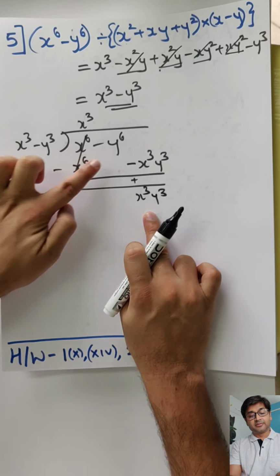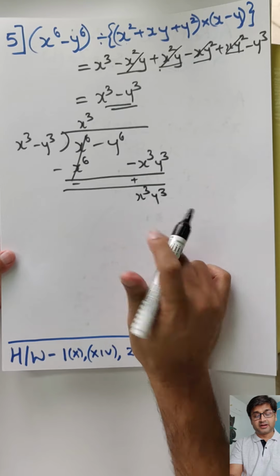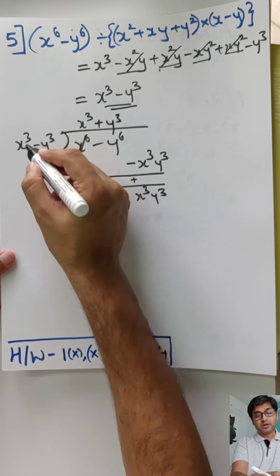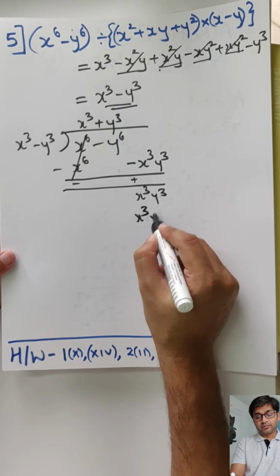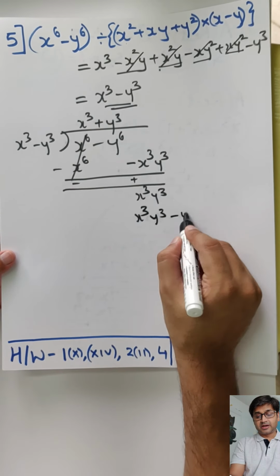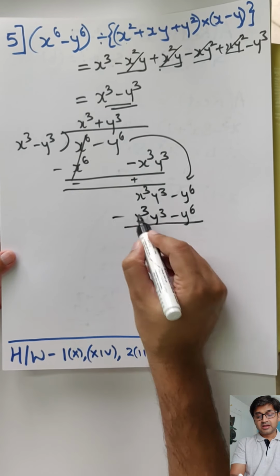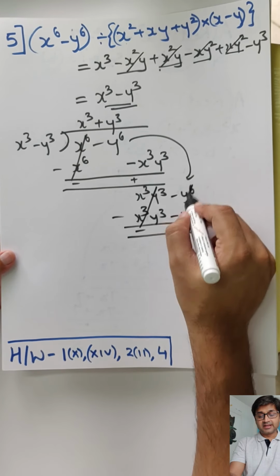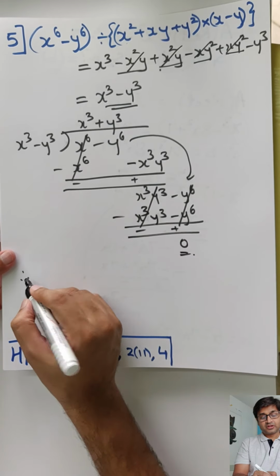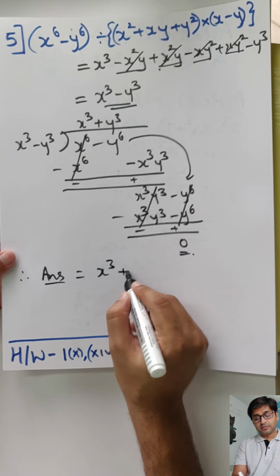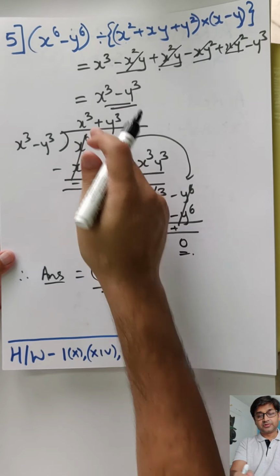Now this to be divided by this, we'll see whenever we want, we'll get it down. So x cube cancels, what is left is y cube, so plus y cube. Y cube into this x cube, y cube into this minus y square. Now get this down. So minus y square. Both signs will change. Cancels, 0. So therefore you can say the answer is equal to x cube plus y cube here.